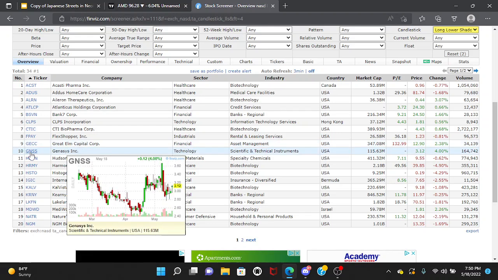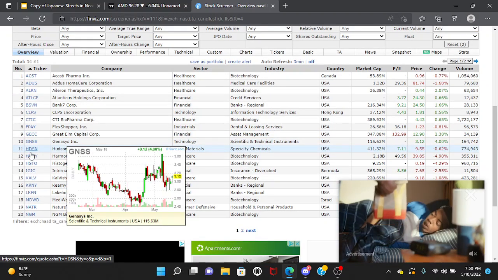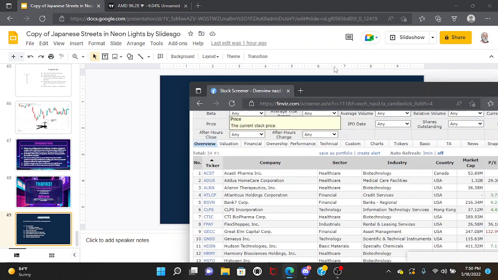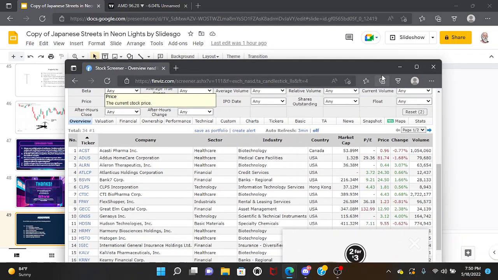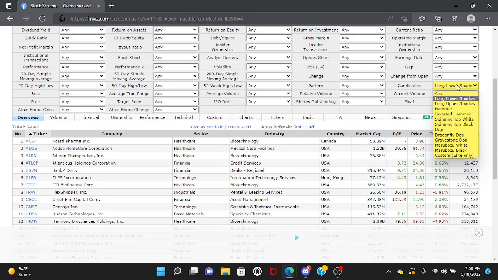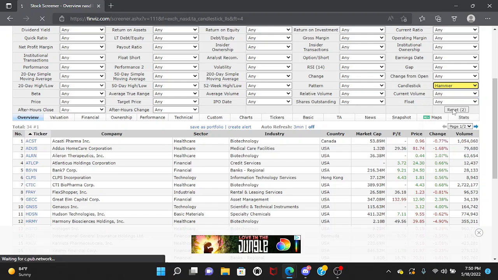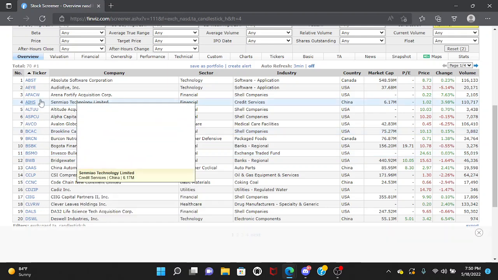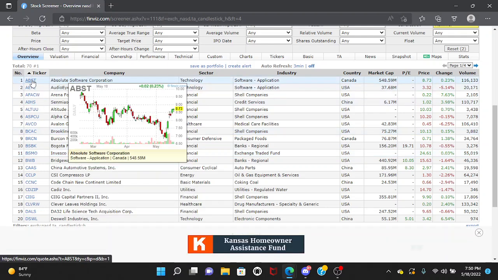So I want you guys to go and look through these. I want you to pick a couple. And I've got different things that I want you to look for. I'm going to find 2 shooting stars, 2 hammers, and they actually have an option for hammers. So if you go to candlestick again and then click hammer, it's going to show you all the stocks that have hammers in the NASDAQ.